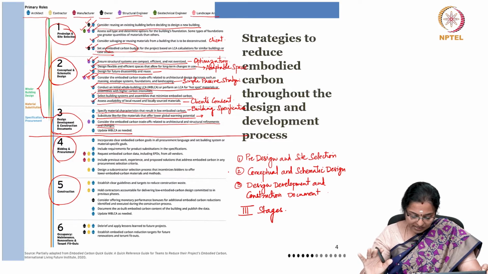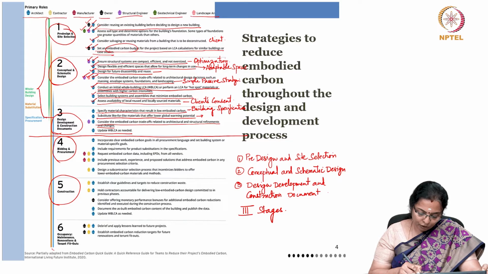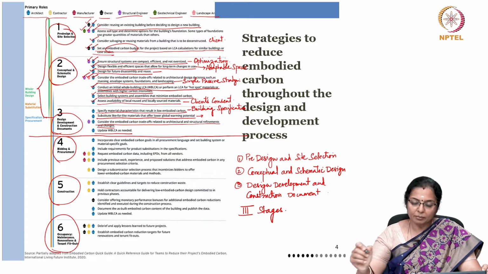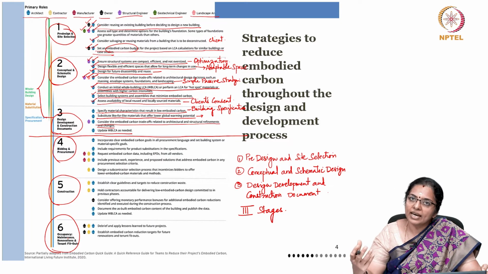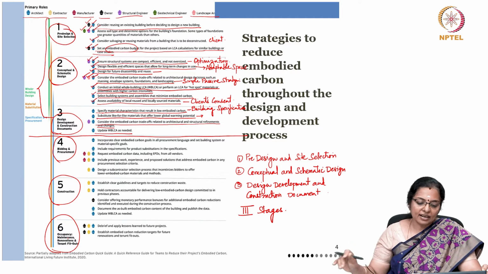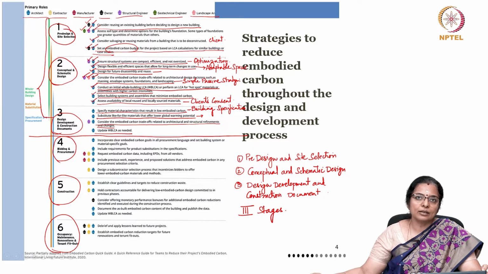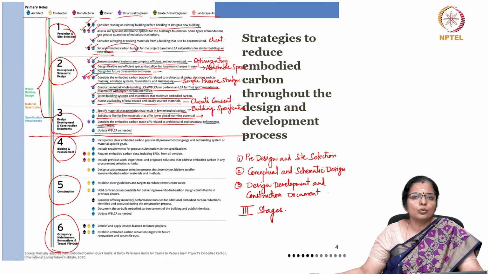Occupancy, maintenance, renovation, tenant fit-outs, all these are for the future after the building is constructed and are more about documenting, so that we know what we can measure, we can handle it better. So, these are the important strategies to reduce embodied carbon throughout the design and development process of the building.